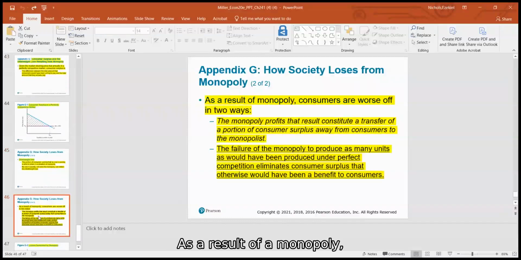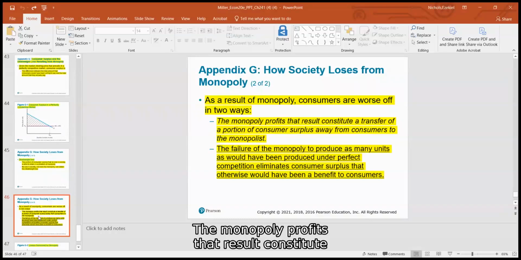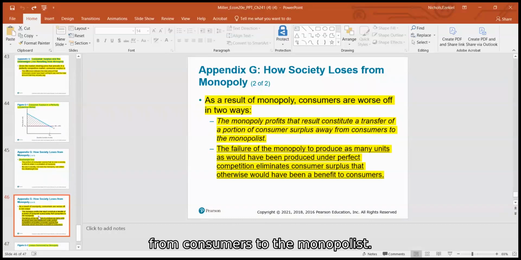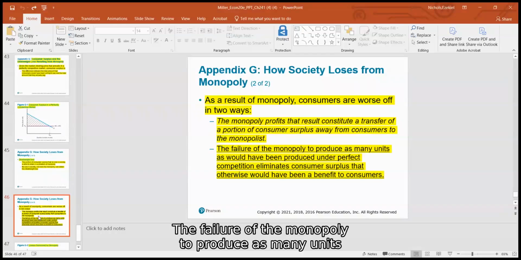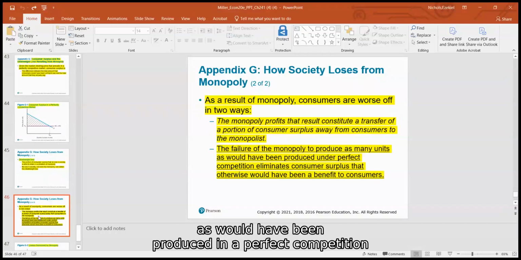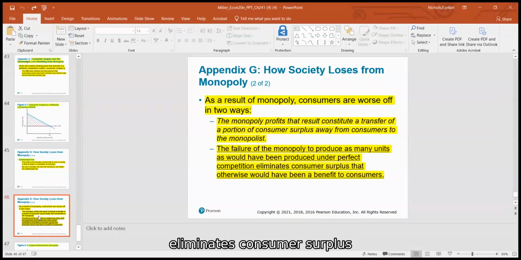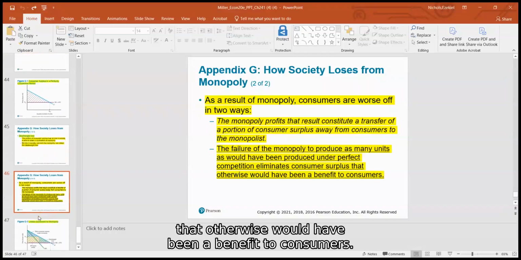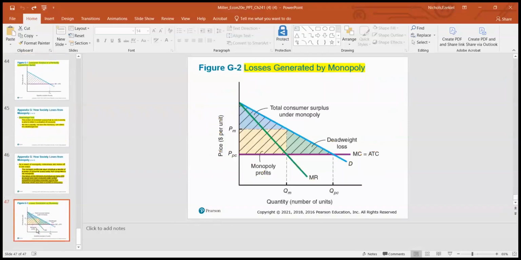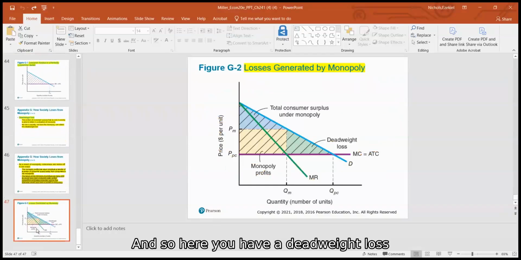As a result of monopoly, consumers are worse off in two ways. The monopoly profits that result constitute a transfer of a portion of consumer surplus from consumers to the monopolist. The failure of the monopoly to produce as many units as would have been produced in perfect competition eliminates consumer surplus that otherwise would have been a benefit to consumers. And so here you have a deadweight loss associated with monopoly production.